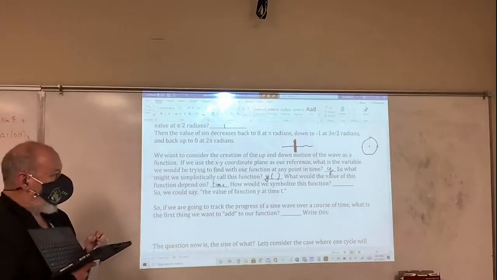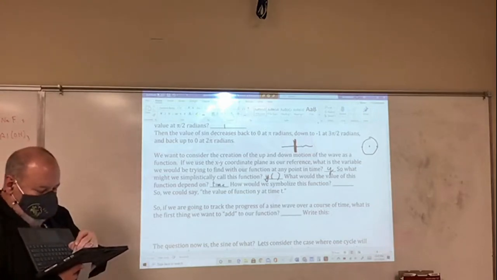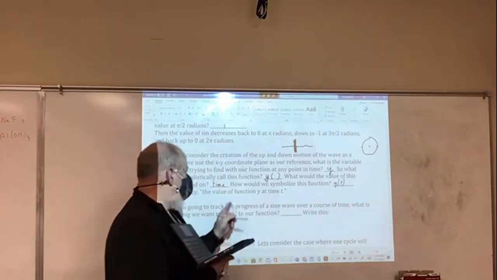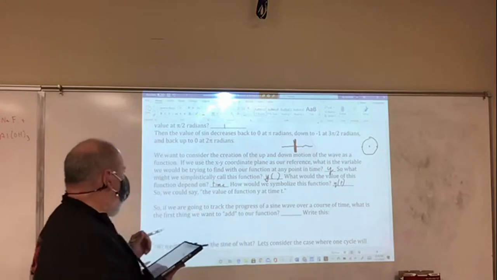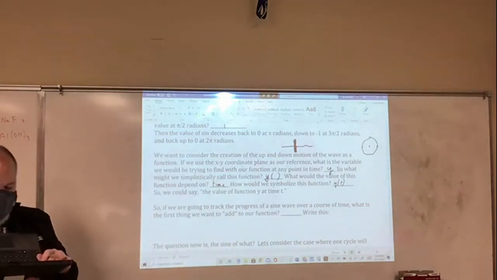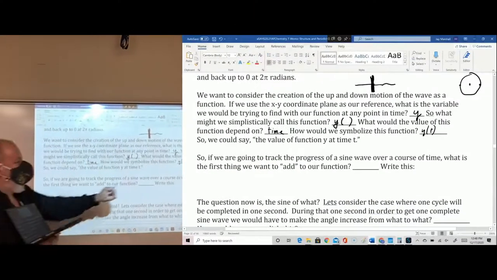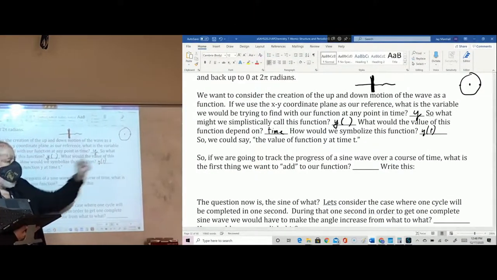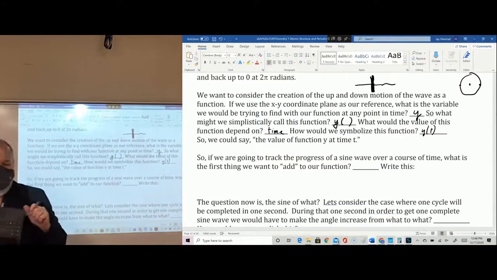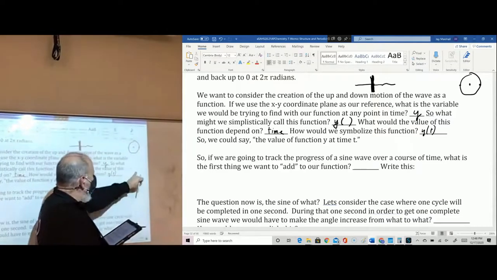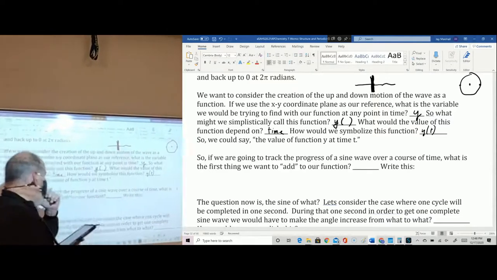The time, right? Okay, so we might symbolize this function by saying y with respect to time, so the value of function y at time t. Okay, so that's function notation, right? We name our function, this is the name of the rule, and this is what the rule depends on. And we're going to say then the rule is this, right?